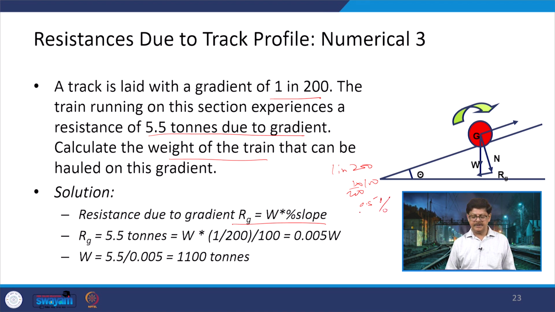When we use that 0.5% here, what we get is 0.005 into W, and because the resistance is given to us as 5.5 tons, if we put it here, what we get as W is 1100 tons. That means if there is no other resistance being offered and only this is there, then in that case this locomotive can haul 1100 tons of weight.